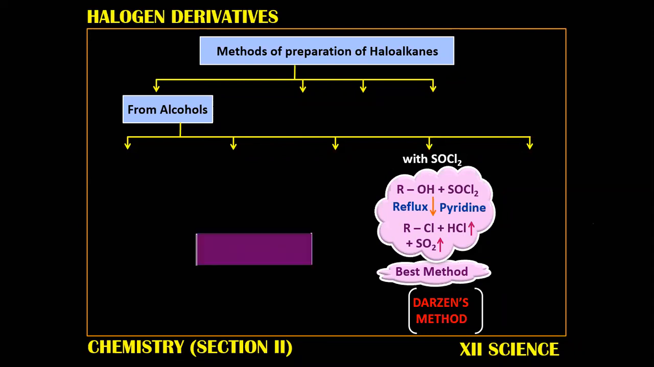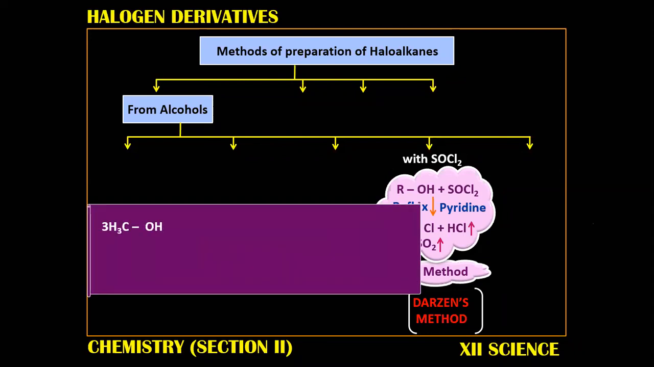Now we'll take an example, methyl alcohol. Write only one molecule. Here by mistake it is written 3. Methyl alcohol reacts with SOCl2. On the arrow we have to write heat and pyridine. We get methyl chloride, HCl and SO2. Only one molecule. Don't take 3 molecules here. Only one molecule.